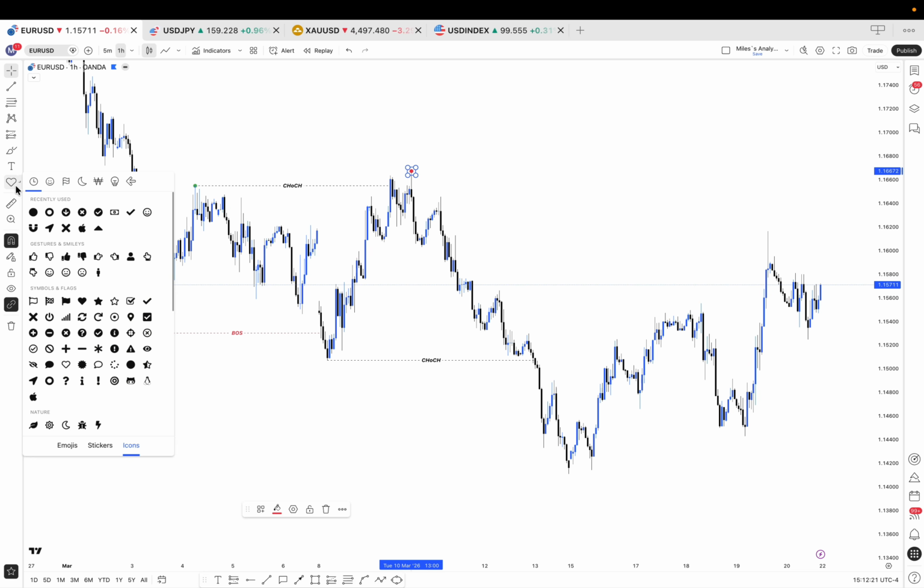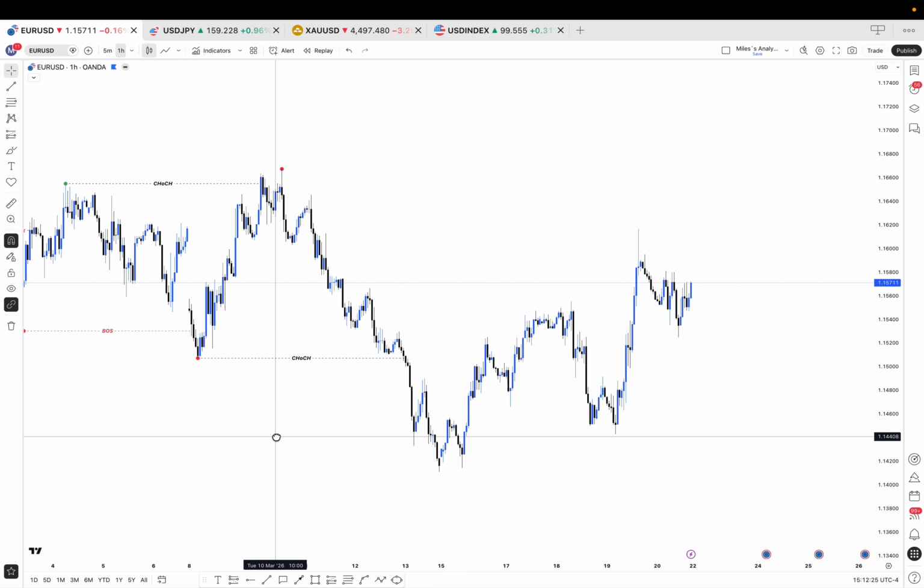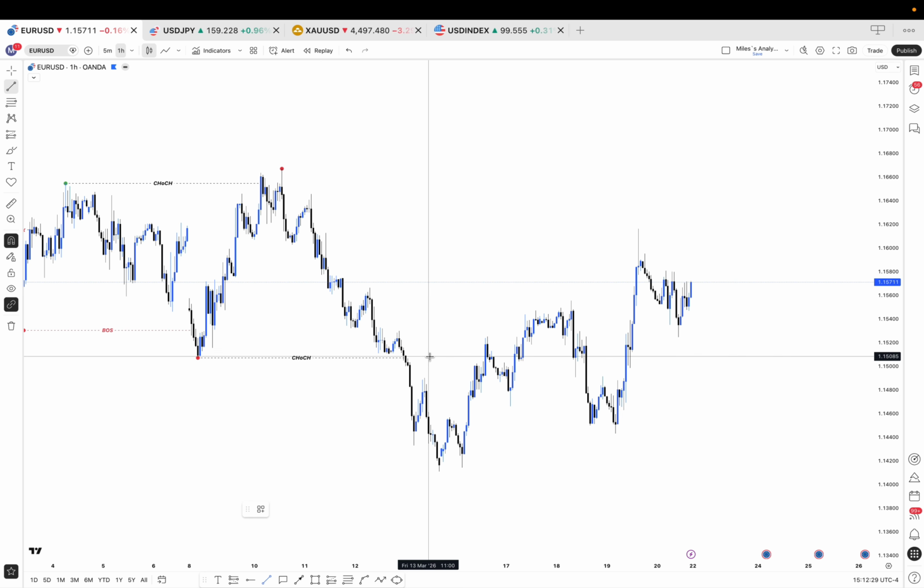So again, we have to do the same thing: look for another inducement to validate a new valid lower low. And here was the inducement that got taken out, which validated a new valid lower low in the market, which is this one right here. And at this point, now we can look for points of interest we can start selling from, because the market is bearish because of this change of character that was created.